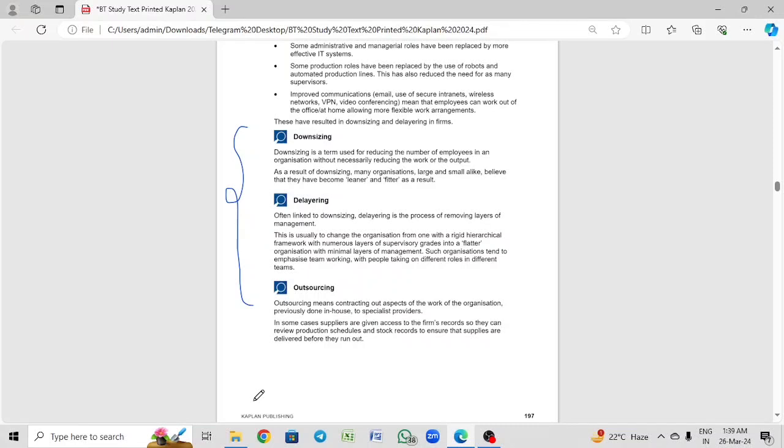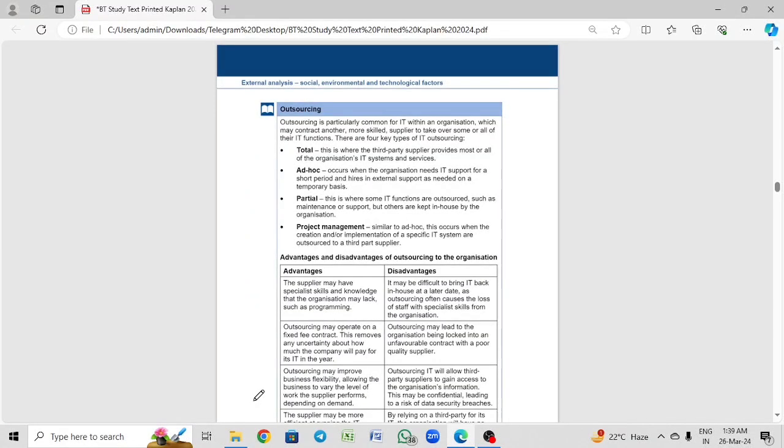And what is outsourcing? Outsourcing is providing work which we used to earlier do in-house. Now we are getting it done from outside, okay, by specialist providers. There are various advantages and disadvantages of outsourcing, and various types of outsourcing, okay. What are the types of outsourcing? We have 4 types of outsourcing: total, ad hoc, partial, and project management.